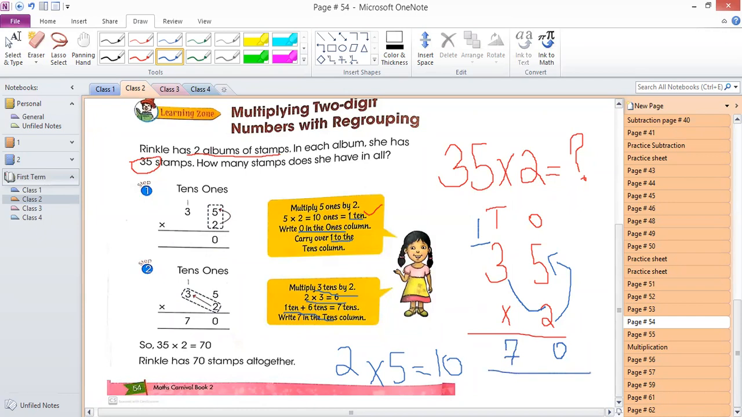Again, I repeat, guys. You multiply this 2 by 5, but you get the answer in 2 digits, which is 10. So you will regroup the 1 ten with the tens, as you used to do in addition. So 0 you write here, 1 you regroup. Then you again multiply this 2 with the tens. 2 by 3 equals to 6 tens. But in 6 tens, now you need to add this 1. So 6 plus 1 is equal to 7. So the answer is 70. 35 multiplied by 2 is equal to 70. So Wrinkle has 70 stamps all together.